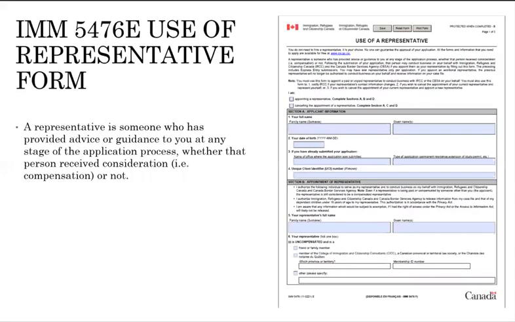And finally, you will need to fill the form IMM 5476A, use of a representative form. A representative is someone who has provided advice or guidance to you at any stage of the application process, which is what we are doing. So again, this is going to allow us to apply as a group. So we're going to send you these forms, and we just need you to append your signatures at the bottom of the form.